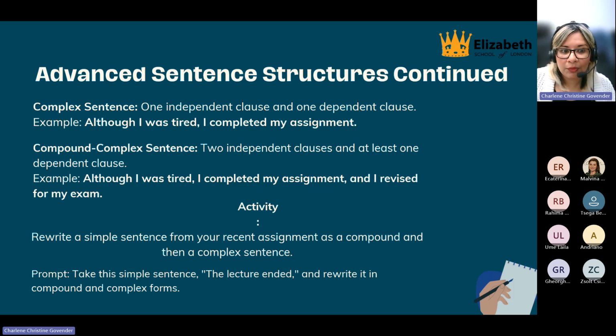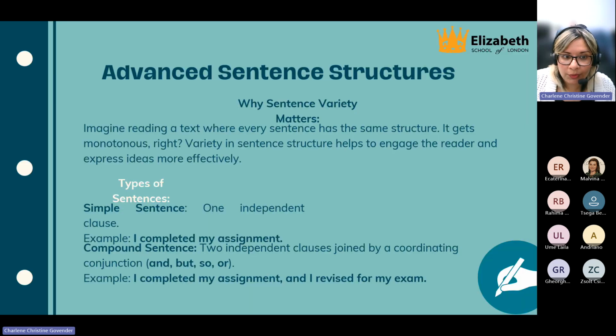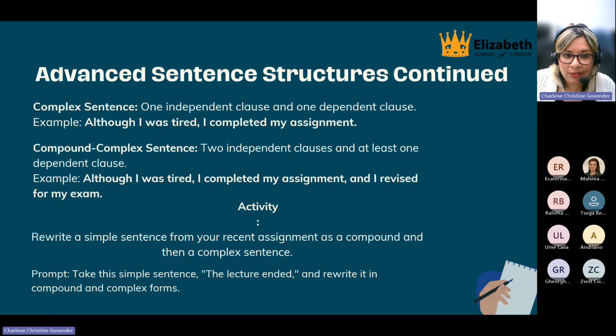Okay. Now, rewrite a simple sentence from your recent assignment as a compound and then a complex sentence. So basically, what we're going to do is take a simple sentence, for example, I completed my assignment. Then we are going to write it as a compound sentence, where we are going to use a conjunction as an adjoining word, and then as a complex sentence.